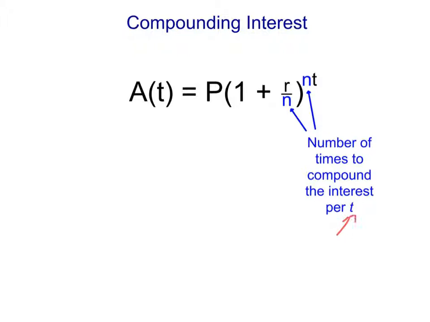Notice here where it says number of times to compound the interest per t. That's just saying whatever t is measured in. Almost always, though, t is going to be measured in years. And that could be worth noting here.